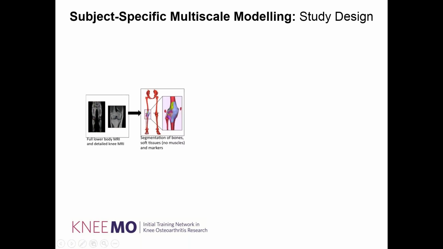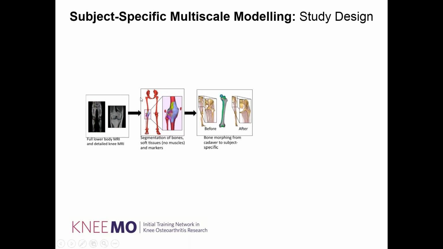From that, we spent a lot of time on segmentation, which is the bottleneck right now. Automatic segmentation of MRI images would help a lot in generating models quickly. We segmented out the full bones from the full lower limb scan, and then we segmented all the tissues out of the detailed scans, both the ligaments, cartilage, meniscus, and everything from that.